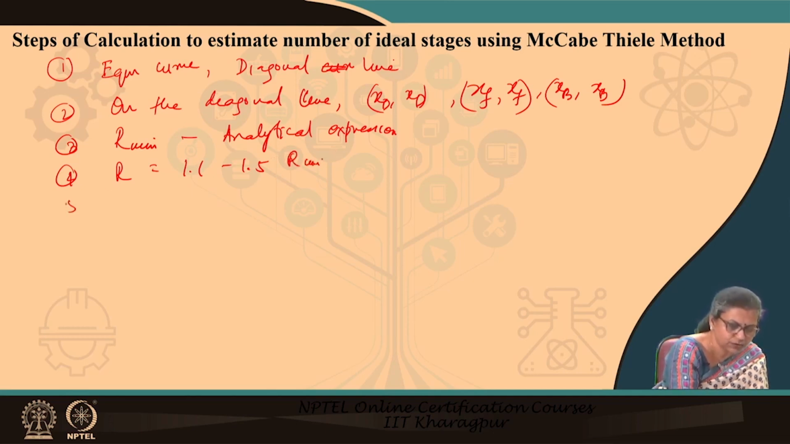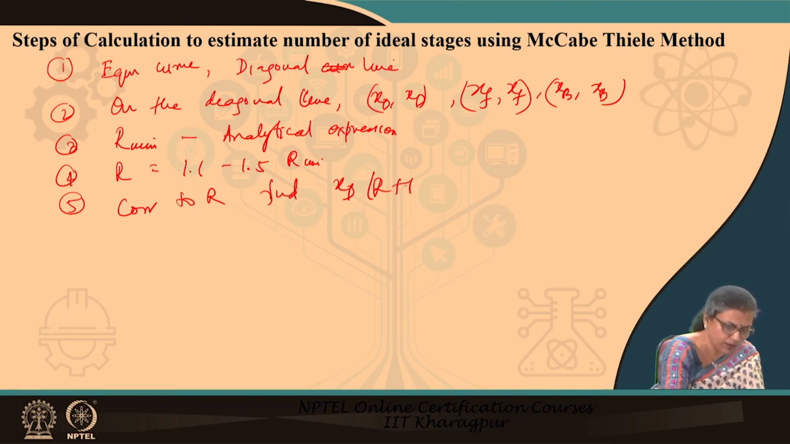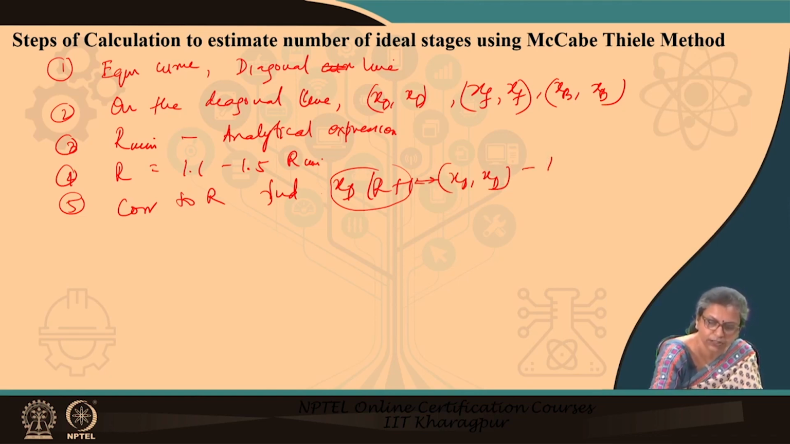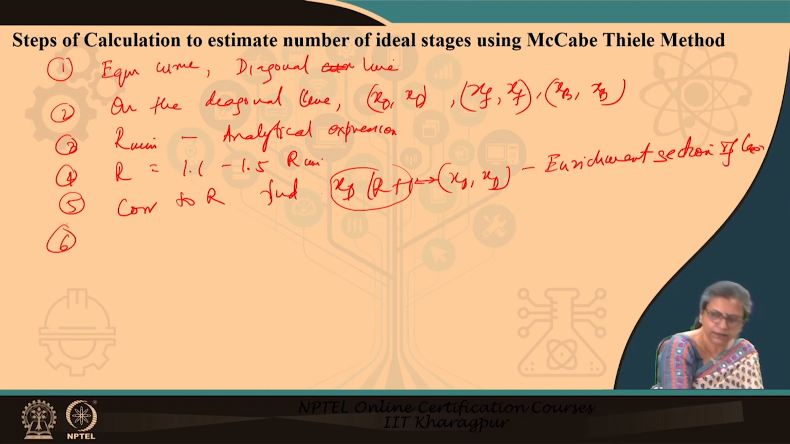Then corresponding to this particular R, we find x_D by R plus 1, and then from x_D by R plus 1 on the y axis and x_D, x_D, joining these 2 points, we draw the enrichment section operating line. And after that we fix the feed condition.